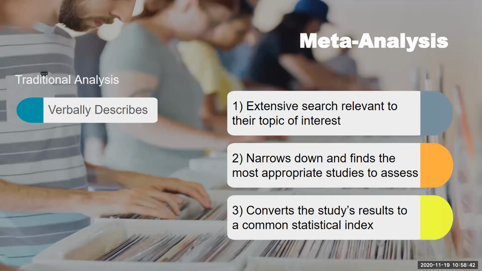Rather than verbally describing how studies contradict others or how they have inconsistent findings, meta-analysis presents a statistical study. So first off, meta-analysis researchers conduct a fairly extensive search relevant to their topic of interest. Secondly, they narrow down and find the most appropriate studies to assess. And third, they convert the studies' results to form a common statistical index.